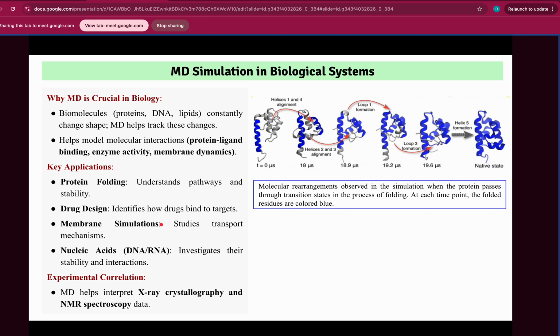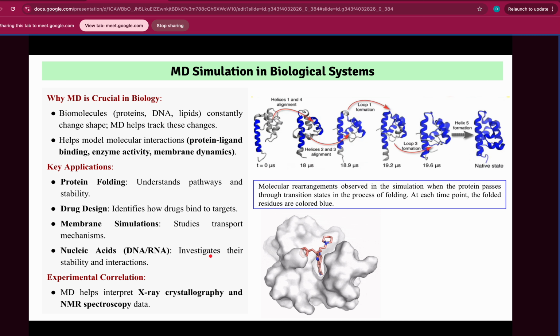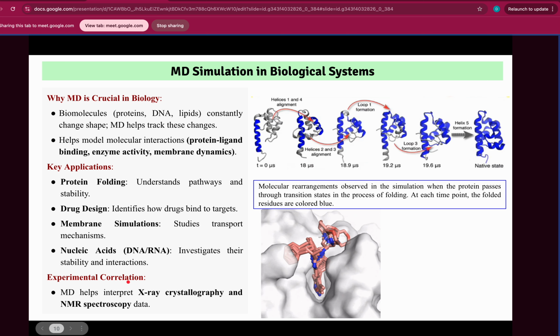Then membrane simulations. We can also study the transport mechanism, how a particular molecule is getting transported through the membrane, where it is interacting. All those things can be studied with the help of this. Then nucleic acids. We can also investigate the stability and interaction of molecules and nucleic acids.